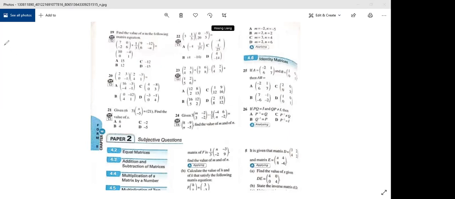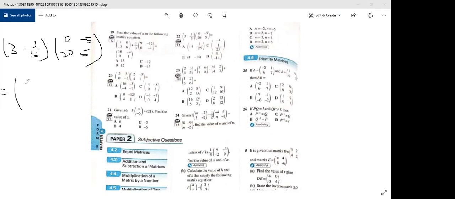So 3, 1/5, and then 0, -5, 25. So this one is 1 times 2 and 2 times 2. So the end product will be 1 times 2. So we solve column by column, row by row again. So 3 times 0 equals 0. And then 1/5 times 20 equals 4. So we get 4.